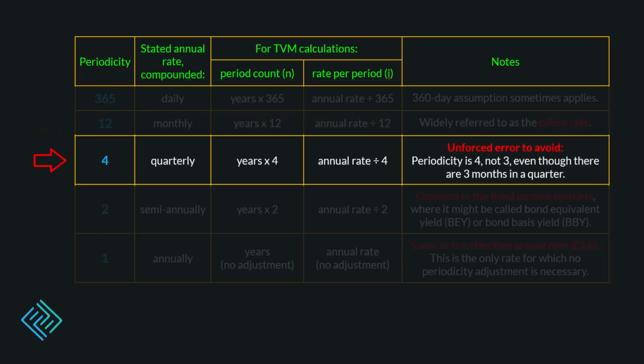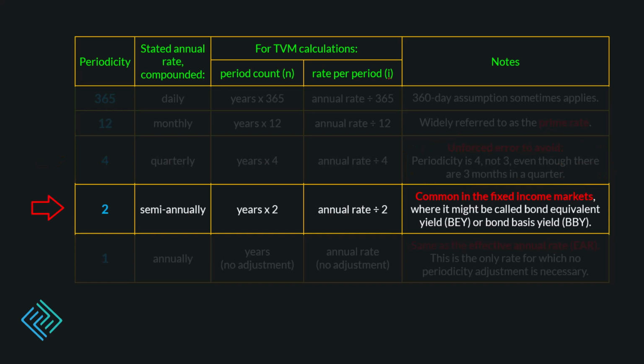A quarterly rate would of course have a periodicity of 4, and the years would be multiplied by 4 and the rate would be divided by 4. I make a comment there in the table that, and this is an error that I have seen from time to time, and it's fully understandable under the stress of exam conditions, that regrettably I see a student take a quarterly rate and assume that the periodicity number is 3, which is understandable. As I say, that comes from the fact that there are 3 months in a quarter. But of course, the periodicity is 4 because there are 4 quarters in a year.